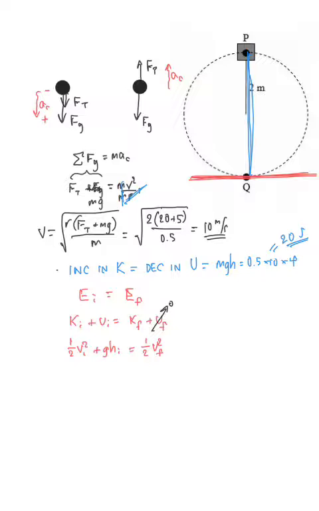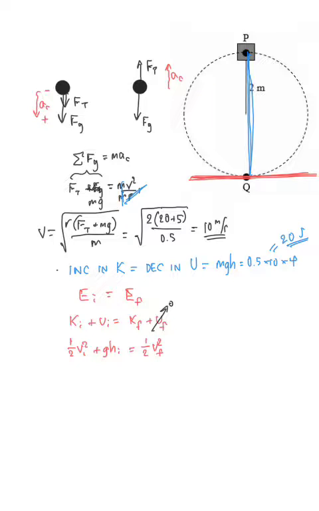Now we need to figure out the speed at the bottom in order to get the tension, because once we have the speed, we can do something similar to what we did up here. Up here, we were given the tension and we calculated the speed. Now at the bottom, we'll know the speed and we'll have to calculate the tension. So let's rearrange this equation to get v final, the speed at the bottom, by itself.